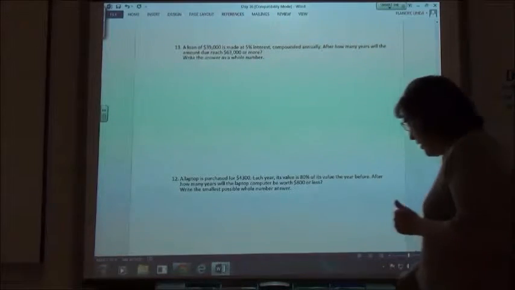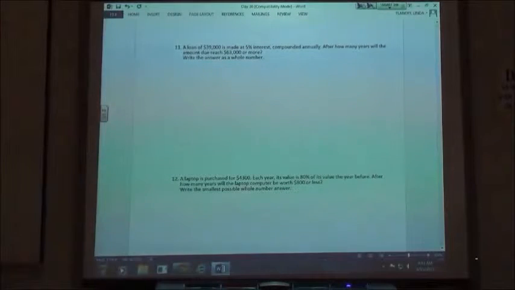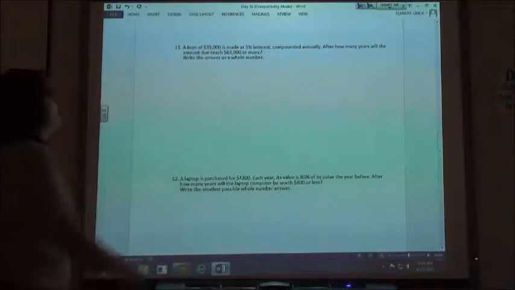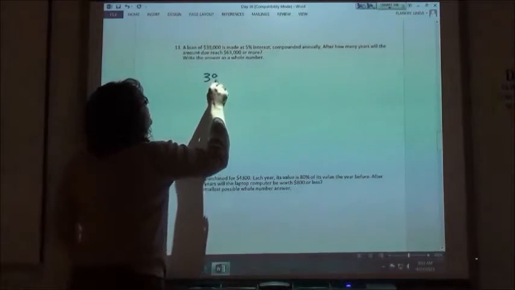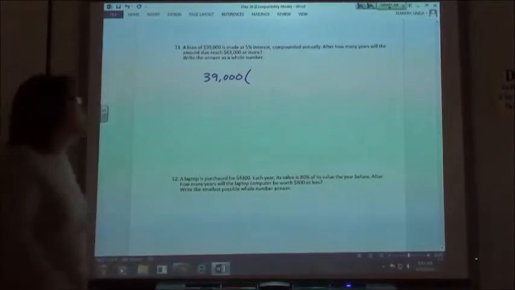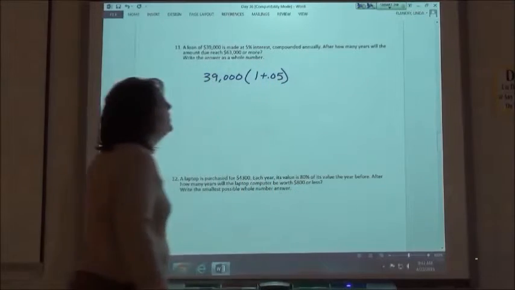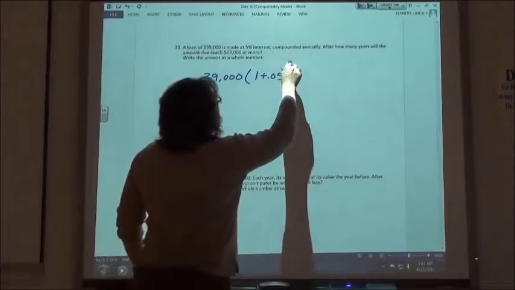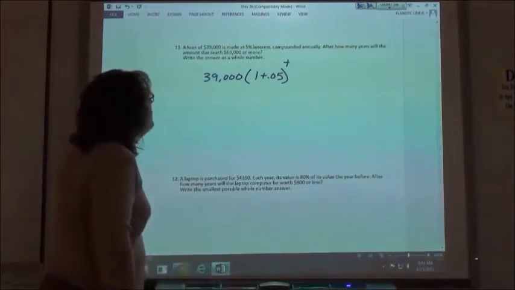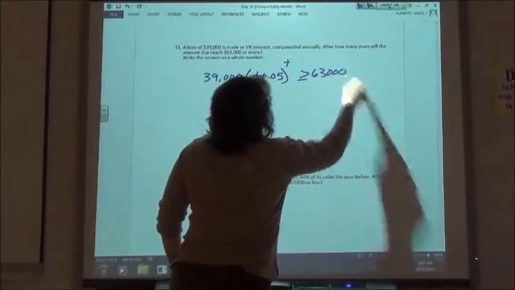A loan of $39,000 is made at 5% interest compounded annually. After how many years will the amount due reach $63,000 or more? So, our principal is $39,000. We're going to do 1 plus our interest, so 1 plus 0.05 to the t power, which we don't know because the question says how long. And we want to know when we're going to have $63,000 or more, right?